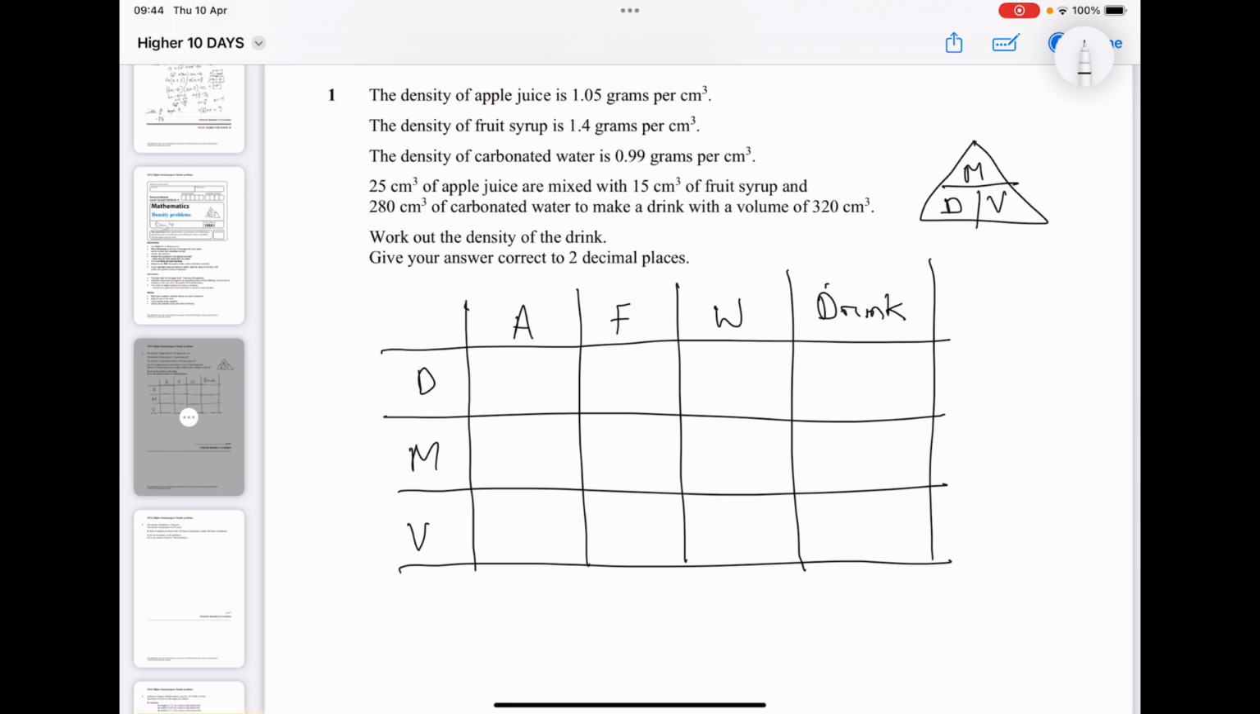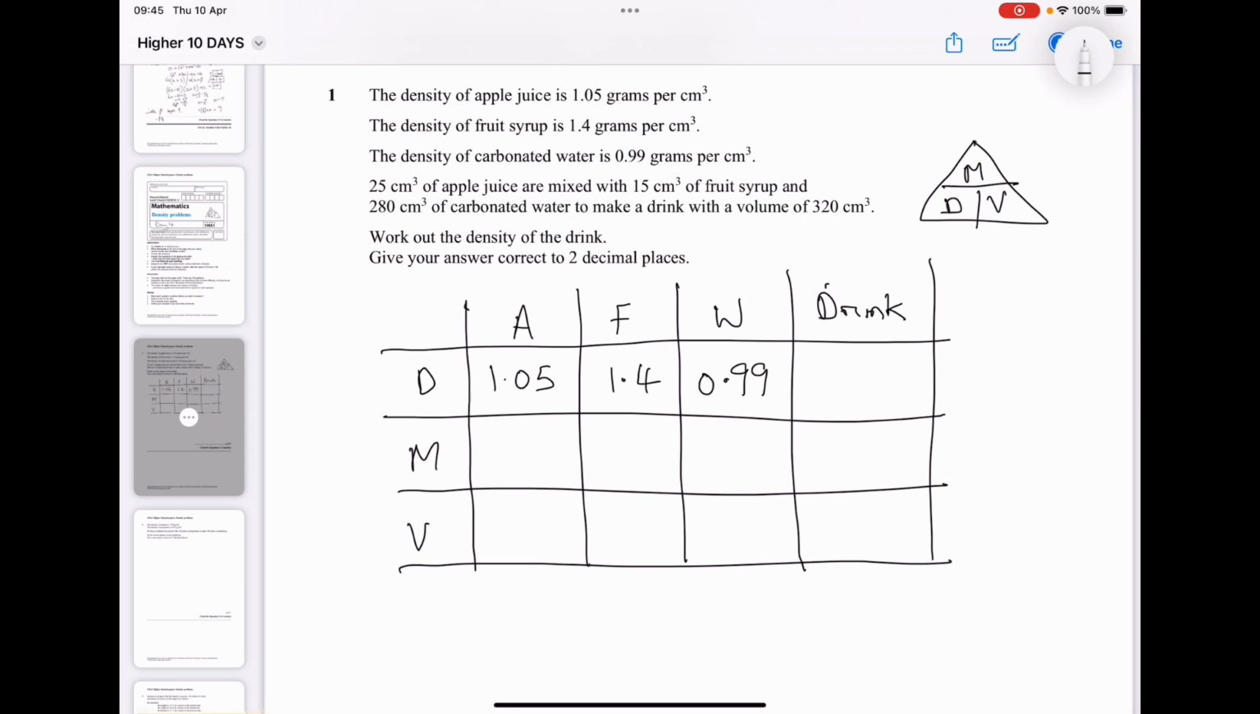Now the one thing you understand is that you can add volumes together, you can add masses together, but you can't add densities together because they're a combination of the other two. So always remembering we can calculate mass and volume if we've got other things. So let's put some values in. Density of the apple juice is 1.05. Density of the fruit syrup is 1.4. Density of the water is 0.99. We can't just add those together to get the density of the drink.